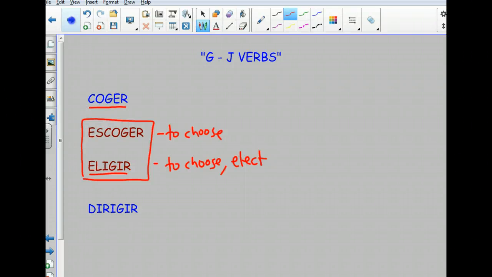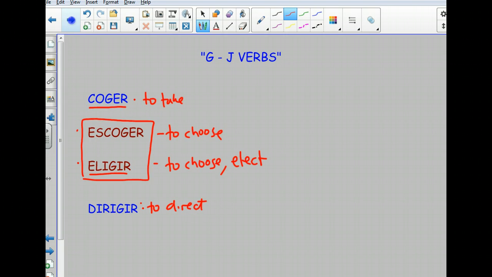There's a lot of verbs in Spanish for to choose. Coger is a verb that means to take. It can mean to grab. It can mean to catch in some places. And dirigir is a verb that means to direct. These verbs are great to add to your arsenal, your vocabulary, but these are the ones that we absolutely need to know what they mean, que son súper importantes.